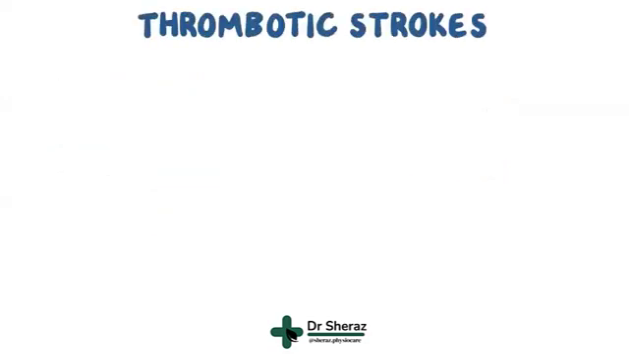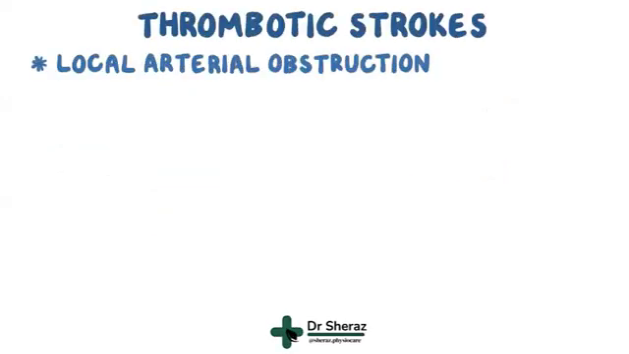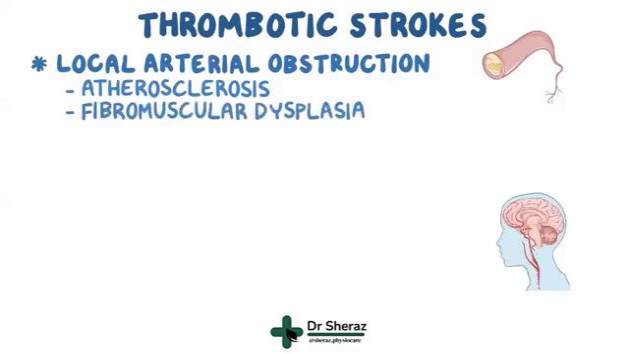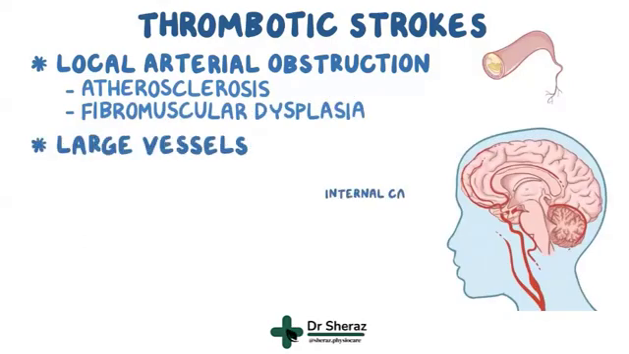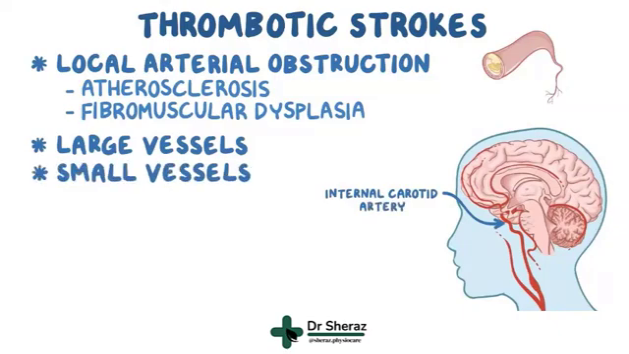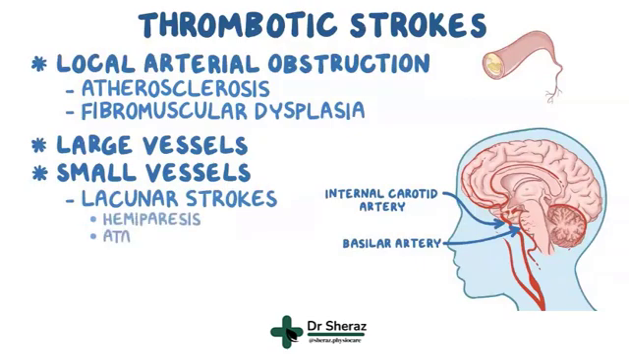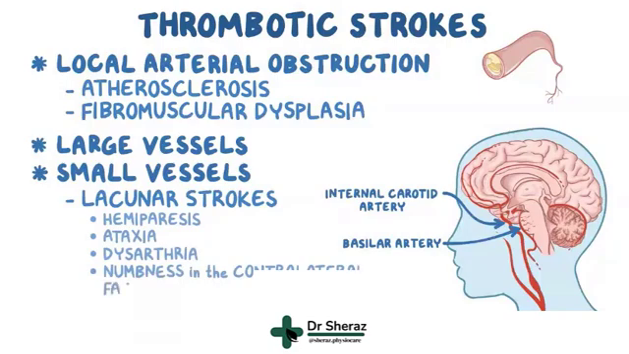Thrombotic strokes are caused by local arterial obstruction due to inflammatory diseases like atherosclerosis and non-inflammatory diseases like fibromuscular dysplasia. Thrombotic strokes affect large vessels like the internal carotid artery as well as small vessels like the penetrating arteries that branch off of the basilar artery. When they affect these small arteries, they're called lacunar strokes, and they typically cause symptoms like hemiparesis, ataxia, dysarthria, and numbness in the contralateral face, arm, and leg.